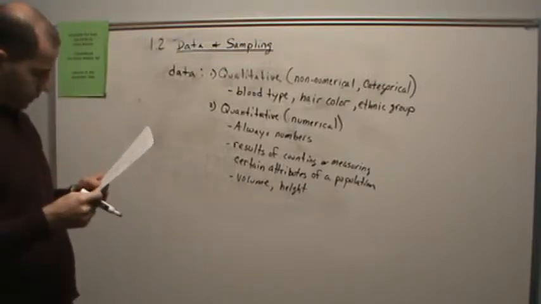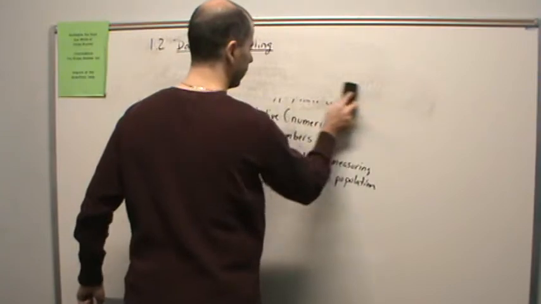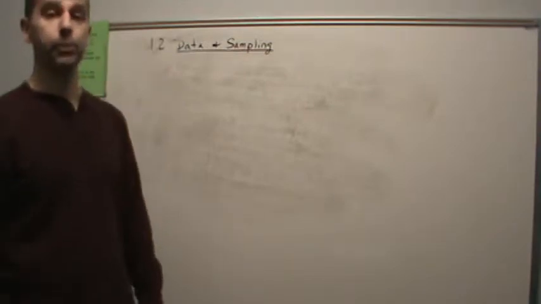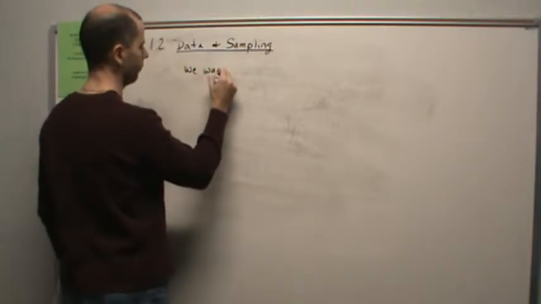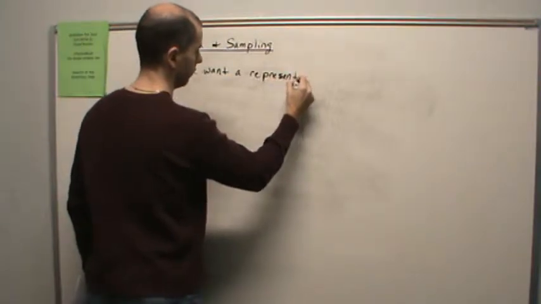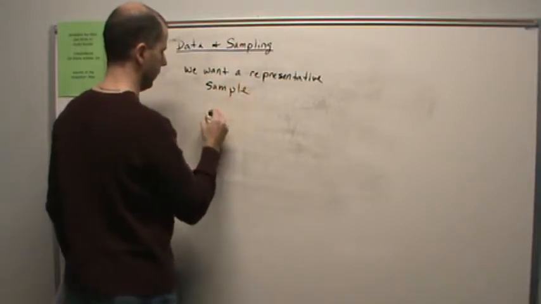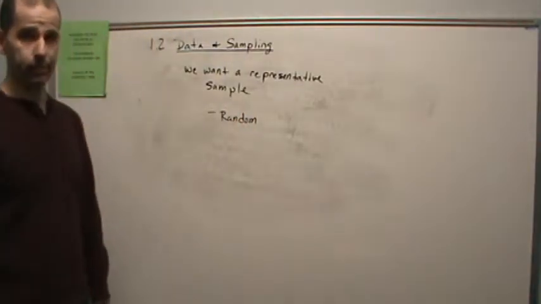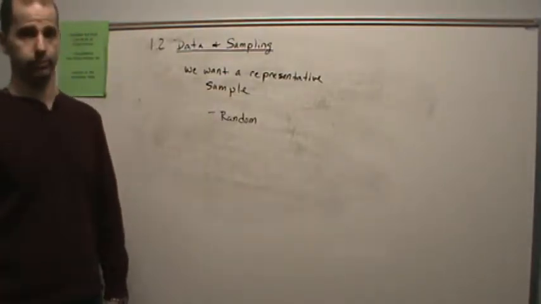Representative equals random. We talked about that, so let's go back for a moment. One of the key aspects we want from a sample is that it be representative. That's key. In other words, we want a random sample. One of the ways to get a representative sample is to make sure that we have a random sample.